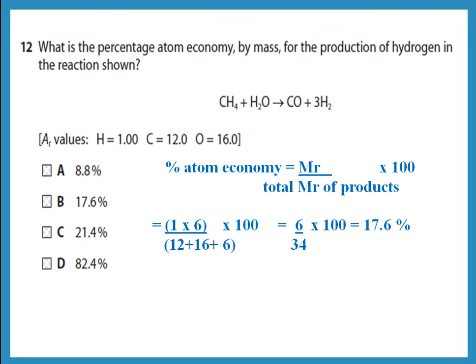So in this case, the molecular mass of what we have is 6 because we have 3 hydrogens in the product. So we have 6 over the total Mr of carbon monoxide plus the hydrogens, times 100. So this comes out to be 17.6%.